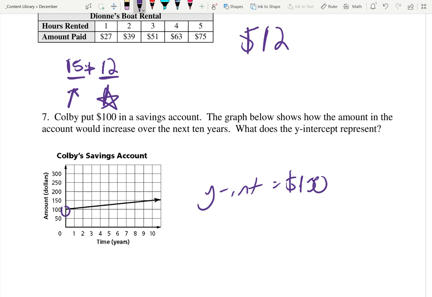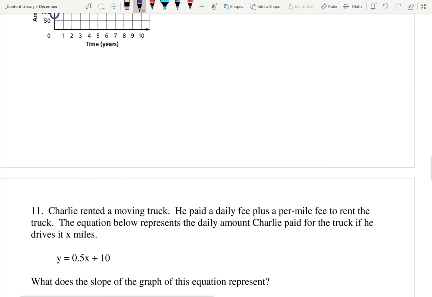Well, it represents the amount of money Colby started his savings account with, right? That's at the beginning of the savings account. He starts with $100, and that's what it says in the beginning. That's what our y represents. Our y-intercept is that 100 because Colby is starting his savings account with $100. So it's the amount that he puts in the savings account at the beginning.